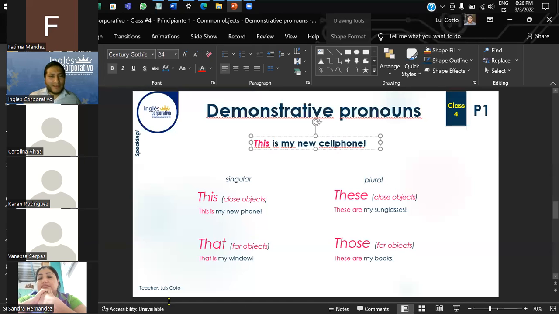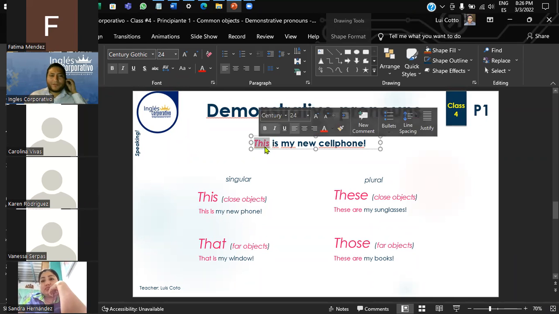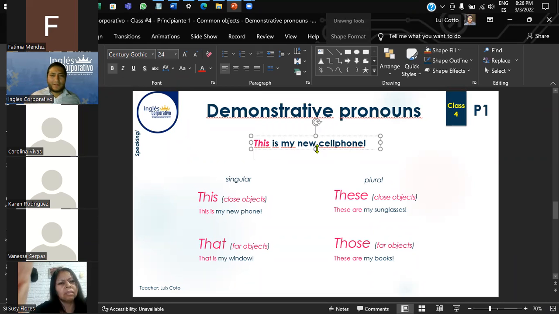This is my new cell phone. Correct. Okay. Carolina, one example with this. One example. This is my new cell phone. Okay, but different object. No cell phone. Other object. This is my car, for example. This is my new bag. Very good. This is my new bag. Okay, good example. Very good.